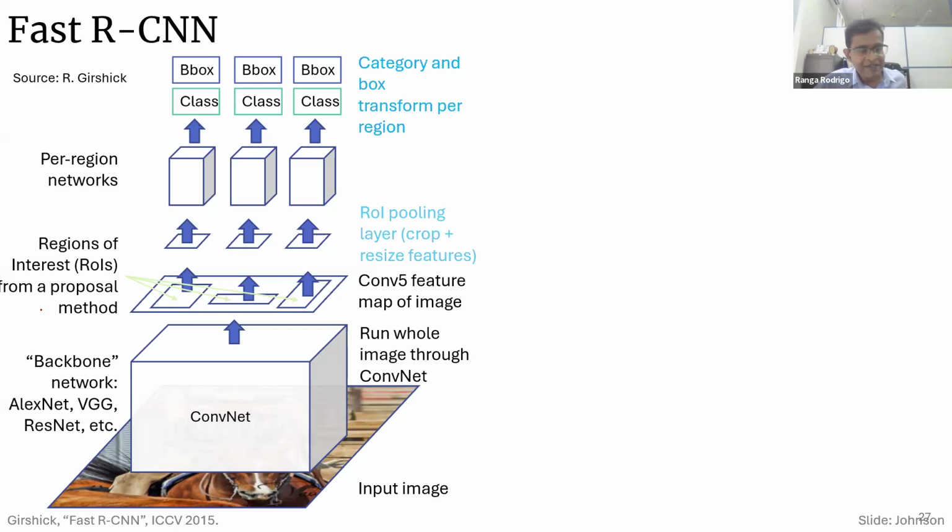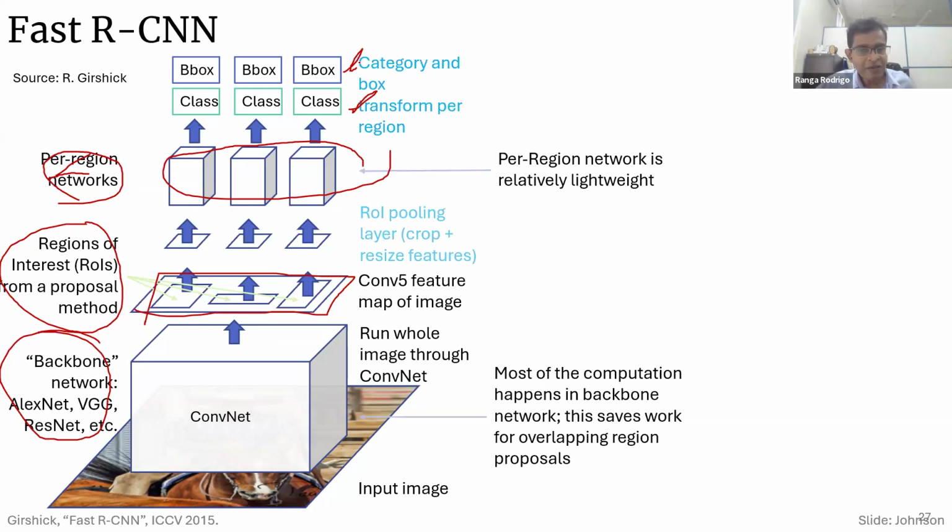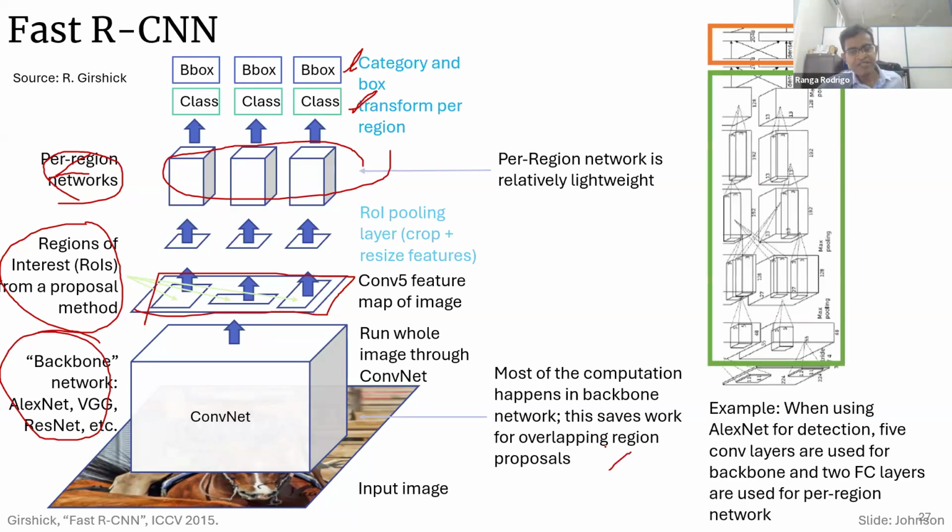This is called Fast R-CNN. You can see here the backbone network; we can have VGG, AlexNet or ResNet. Regions of interest, ROIs, have been located from the region proposal network on the fifth convolutional map, and you take those features and run them through a per-region small neural network. This convolutional neural network is quite small. From those outputs, you classify them and build the bounding box. So the per-region network is relatively lightweight. Most of the computation happens in the backbone network. This saves work for overlapping region proposals.